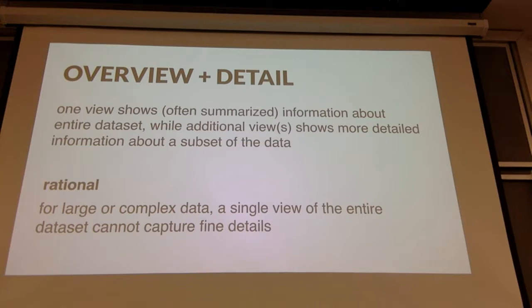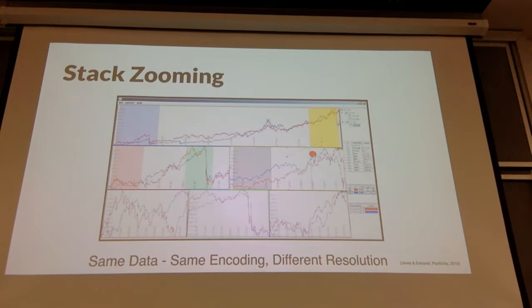A similar example: we talked about overview plus detail, where one view shows often summarized information about the entire data set, while additional views show more detailed information about a subset. The simplest example for that was what? A tooltip would be a very simple example, right? But you could have a separate view where you show more details about a selected item.